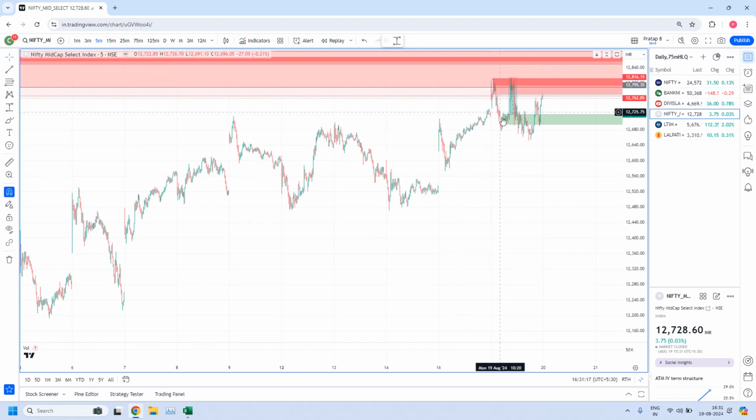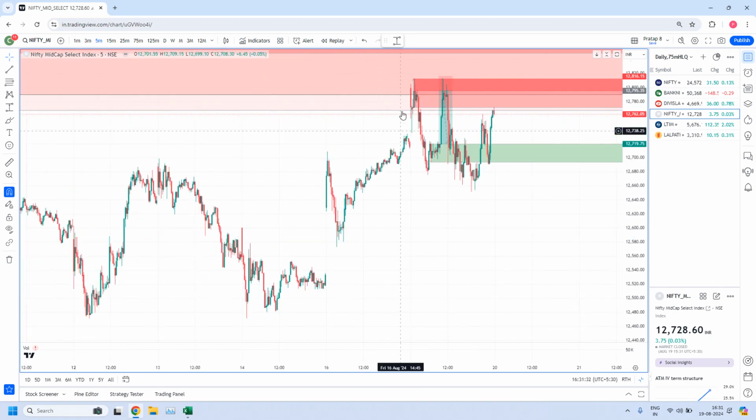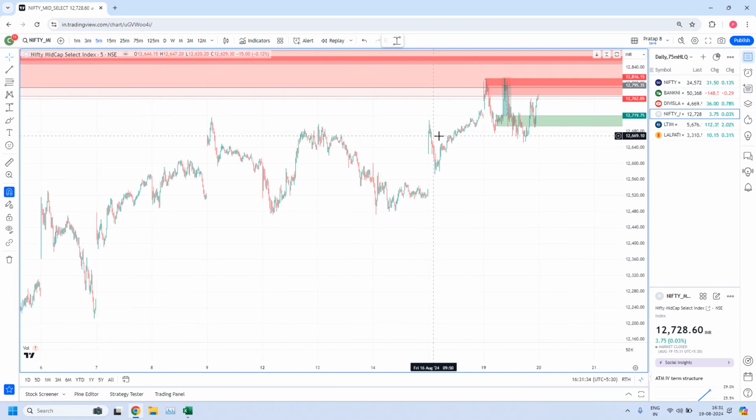Taking an entry here and this is the target, you will get only 1:1 RR. At least a minimum 1:3 RR should be there. If you are a highly experienced trader, even you will accept 1:2.5 at some times. But you get only 1:1 RR if you take a trade from here and your stop loss is a little above. Because of my mistake I did.